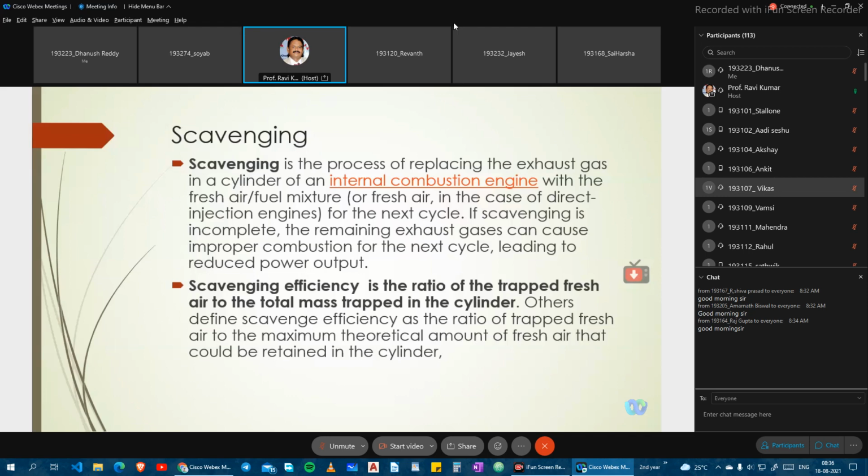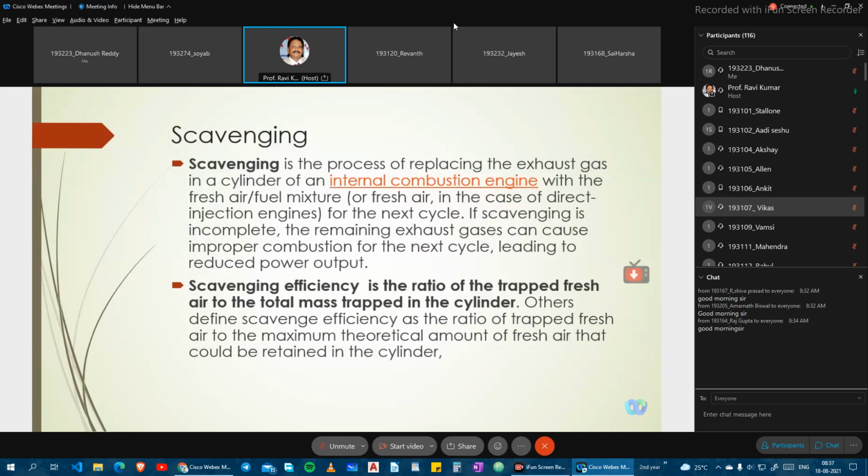What is scavenging? The definition of scavenging is the process of replacing the exhaust gases inside the cylinder of an internal combustion engine with the fresh air-fuel mixture, or fresh air in the case of direct injection engines, for the next cycle. If the scavenging is incomplete, the remaining exhaust gases can cause improper combustion in the next cycle, leading to reduced power output.